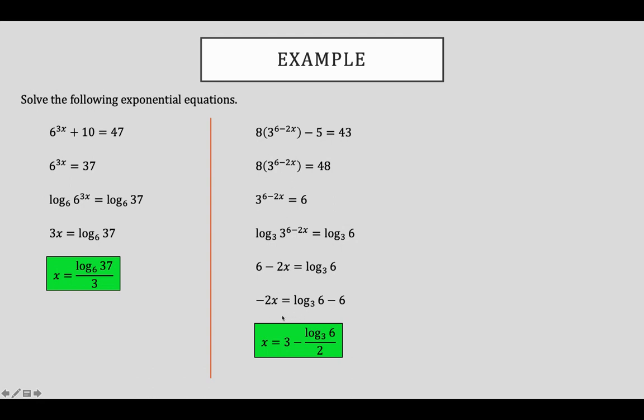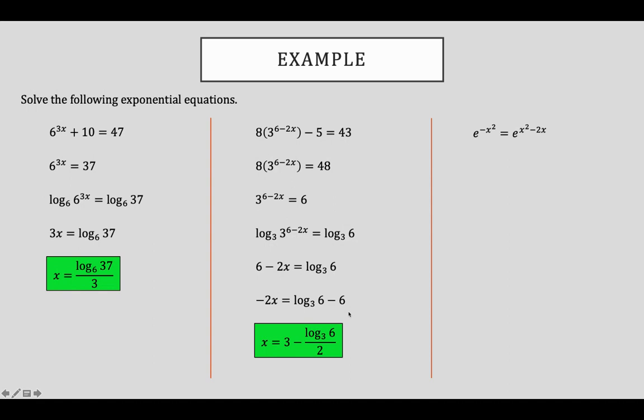Now, you might notice what I did here. I took negative 6 and divided it by negative 2. That gave me a positive 3, and it's always nice to put those positive numbers first. So I have 3 minus log base 3 of 6 over 2. Again, the distributive property of division says we have to divide everything on the right-hand side by negative 2. Reduce any fractions that you can.